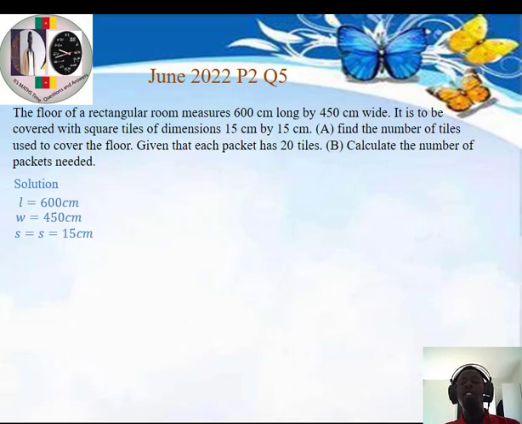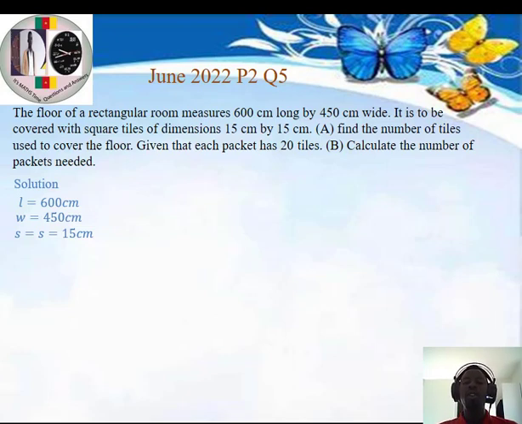Now we need to look at the units of the length, the width, and the sides of the tiles. If they are the same, then we don't need to convert, but if they are different, then we need to do unit conversion. In this case, the units are centimeters, centimeters, and centimeters, so we don't need to do conversion. So from there, what do we need to do?